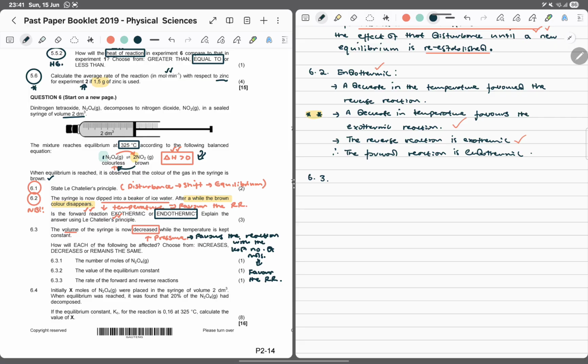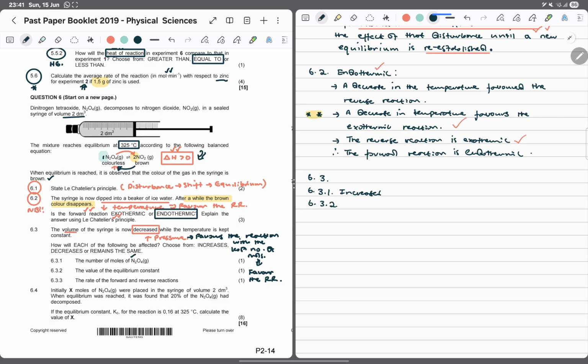Now it says, how will each of the following be affected? Choose from increases, decreases, or remains the same. The number of moles of dinitrogen tetroxide, well, since we favored its production, it should increase. So we've got 6.3.1. We write increases.